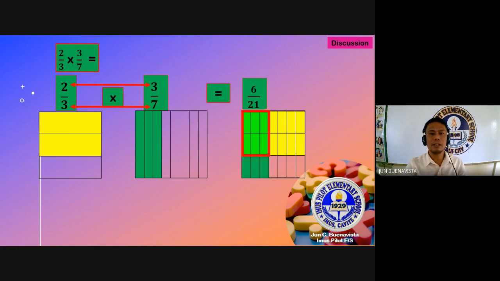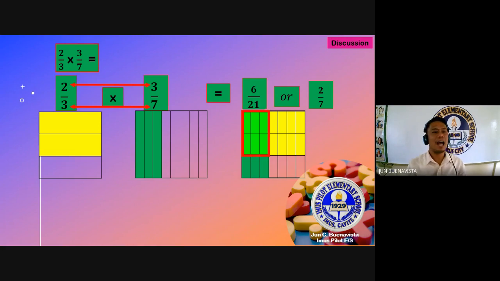Now look at our answer. 6/21. 6/21 can be changed into lowest terms by dividing it by 3. So we are going to divide it by 3. 6 divided by 3 equals 2. Then 21 divided by 3 equals 7. So therefore, the final answer is 2/7. So that is how to illustrate multiplication of fractions. So it is very easy. Am I right? Okay, very good class.